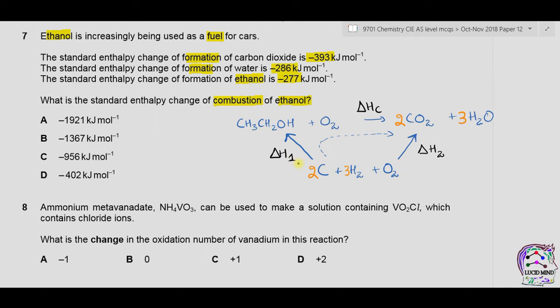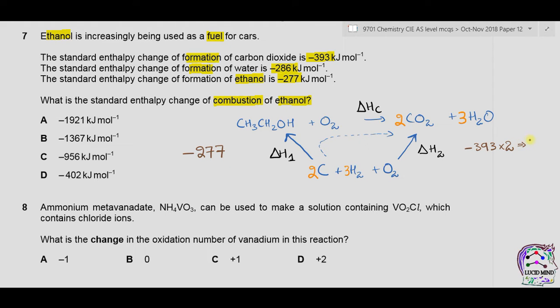Now in delta H1 we can see that 1 mole of ethanol is formed. Now the enthalpy change of formation of ethanol is minus 277. So for 1 mole it will be minus 277 kilojoules per mole. Now in delta H2 we have 2 moles of carbon dioxide being formed. Now the enthalpy change of carbon dioxide is minus 393. So it will be minus 393 times 2.